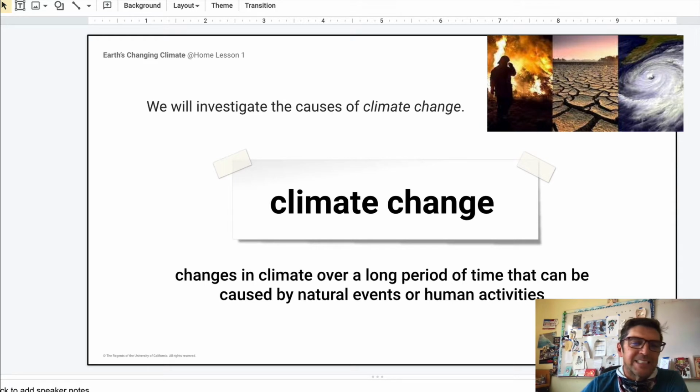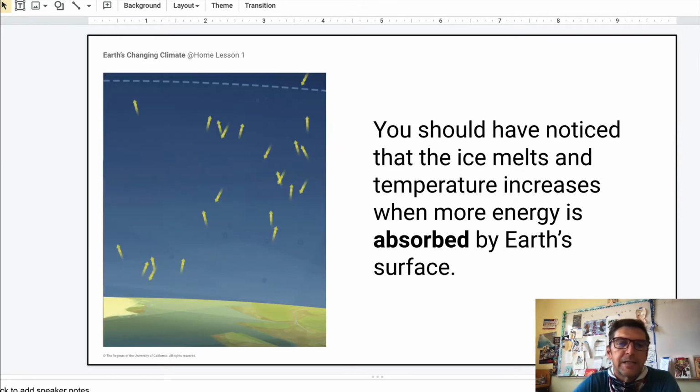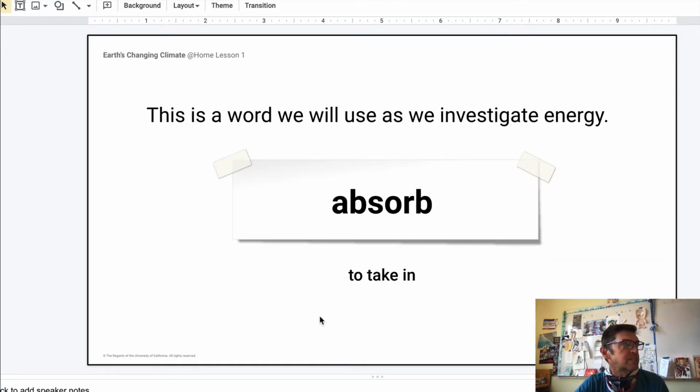Down to about slide 46, depending on how many slides you had, you'll see a new word, absorb. Because you should have noticed that the ice melts and the temperature increases when more energy is absorbed by Earth's surface. So the more of this energy being absorbed into the Earth's surface, the more the ice melted. Why? Because to absorb is to take in energy, and that means the more absorption into the Earth, the more heat will go into the air, the more ice will be melted. Keep in mind, the ice is on the surface.